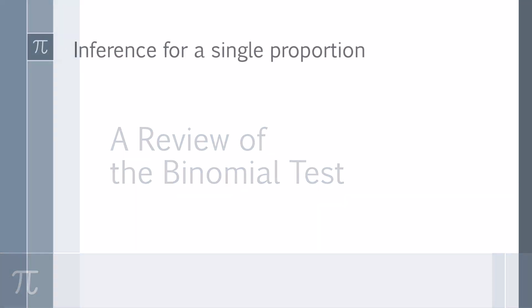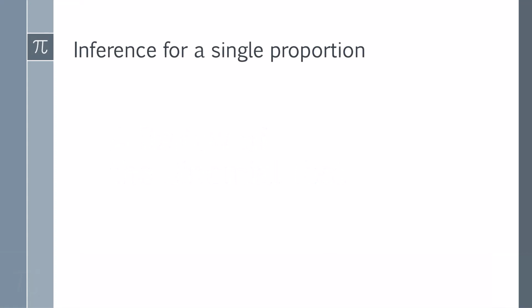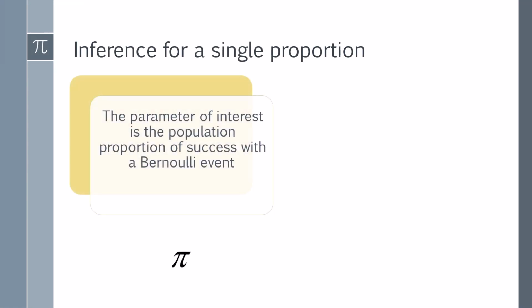The binomial test is about making an inference for a single proportion. The parameter of interest in this case is pi, the population proportion of success with a Bernoulli event. A Bernoulli event is an event that yields dichotomous data. That is, we will have one of two things happen, either success or failure. In statistics, it does not matter what we define as success.